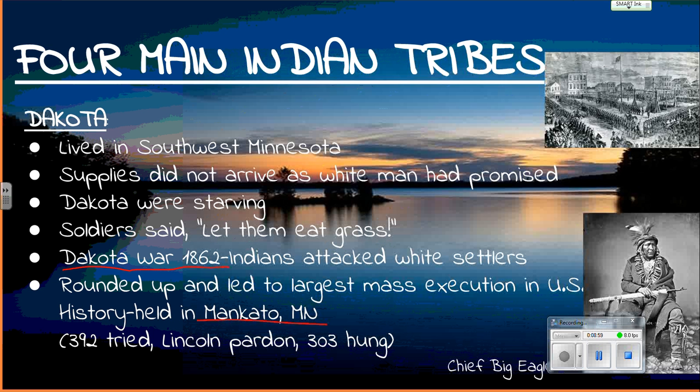If you see the picture up here, that big square, that's what it looked like. It was right in the middle of town. They put a big old hanging square and they hung all of them in front of the people. The only reason why all 392 were not hung is because Lincoln was president at the time, and he pardoned some of them and said, no, they were not around at the time of the actual attacks. So it was a very ugly time of history. The leader of the Dakota at the time, by the way, was this guy right over here, Chief Big Eagle. Very sad story.